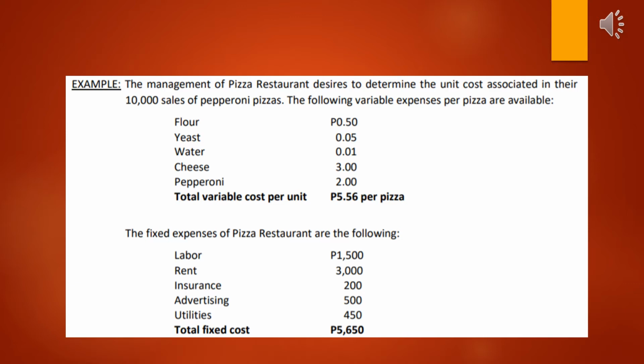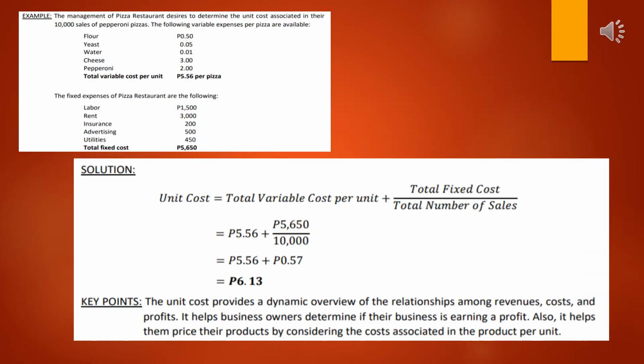Okay, so we will be guided by the following formula. Here is the formula of the unit cost. So in getting your unit cost, you need your total variable cost per unit plus the answer of the total fixed cost divided by the total number of sales, to get your fixed cost per unit. Now on the given, our total variable cost per unit is 5.56. So andyan na siya. Ang kailangan lang natin is to get the fixed cost per unit.